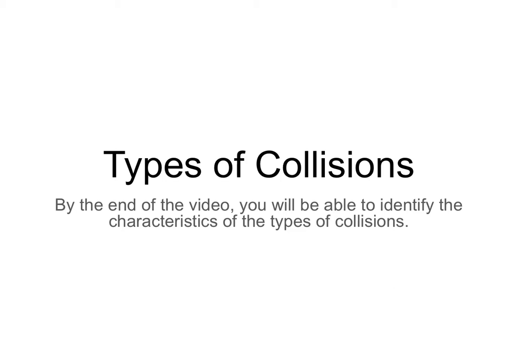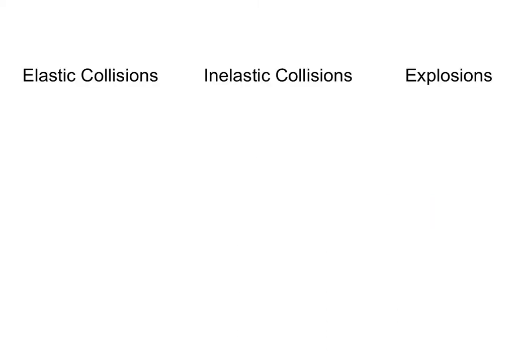In this video, you're going to learn about the different types of collisions. You may remember I mentioned that we call collisions where two objects stick together perfectly elastic. In this video, we'll get into why. And by the end of the video, you'll be able to identify the characteristics of the types of collisions. So with that, let's get started.